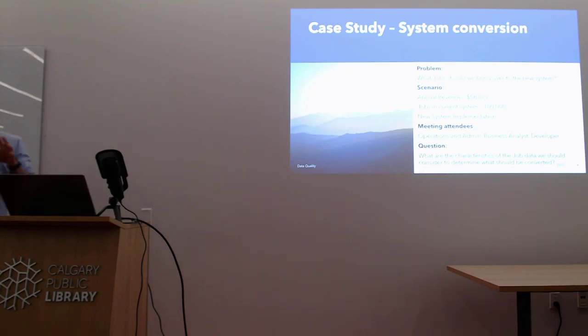Okay, so of those jobs, we're a 25-year-old company. We've got hundreds of thousands of historical jobs, and we have to decide what subset of that overall set of data we are going to bring into our new system, our new ERP system when we set it up. So what are the characteristics of that job data we are going to use to determine what information comes from the old system into the new?